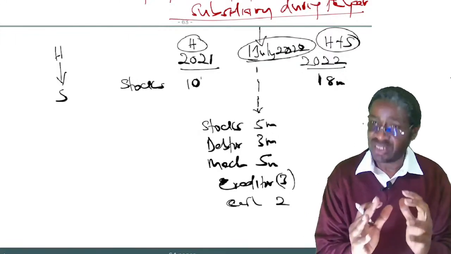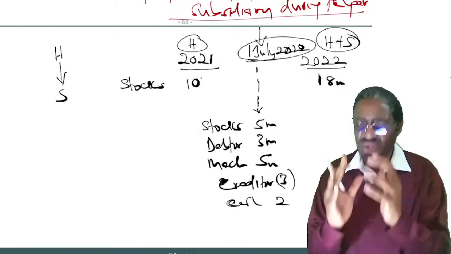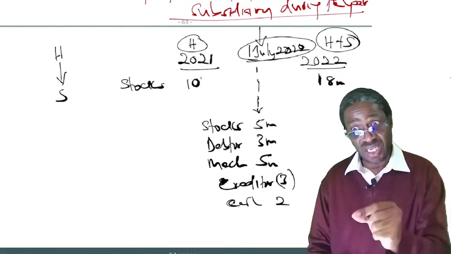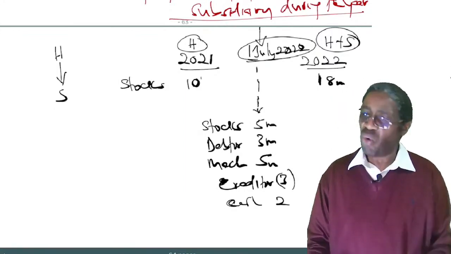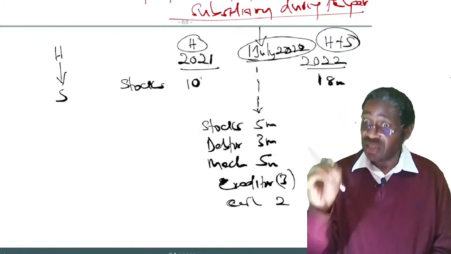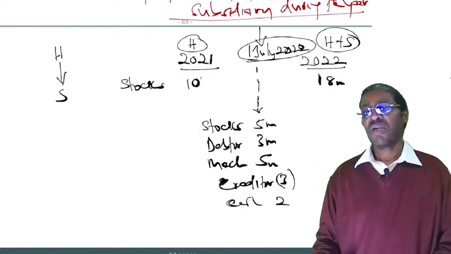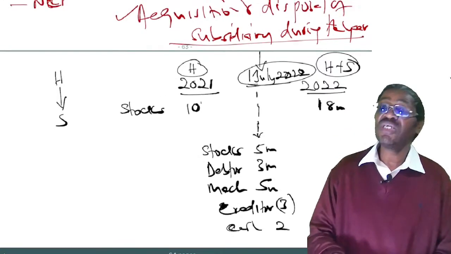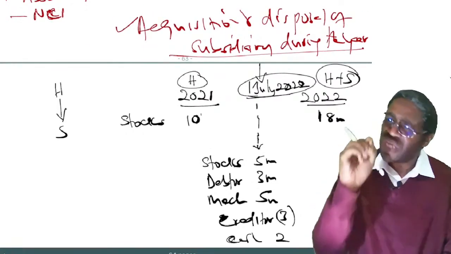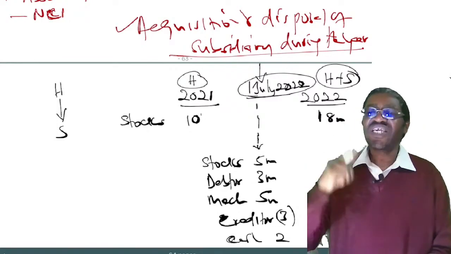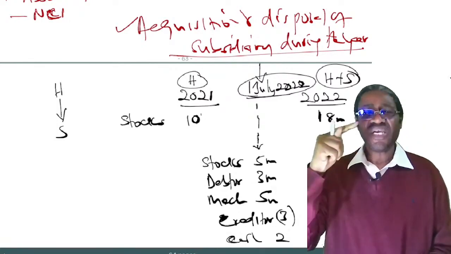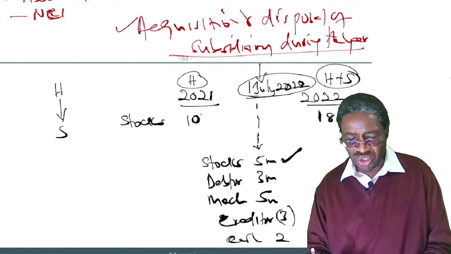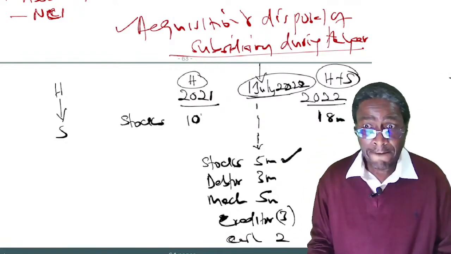That is, listen, that is if we did not acquire a subsidiary company during the year. But now, here we acquired a subsidiary company during the year. And that subsidiary company that we acquired, it came into the group with its own bunch of stocks amounting to 5 million.